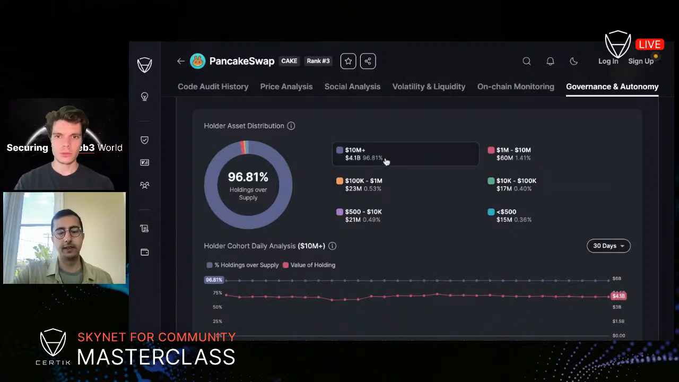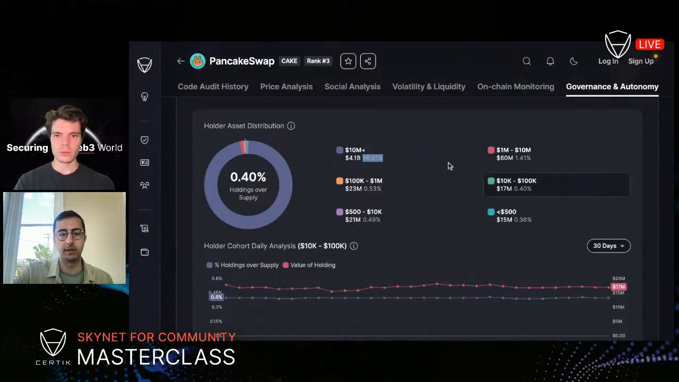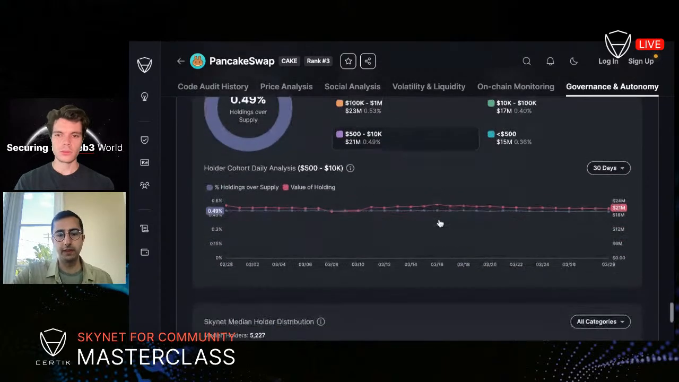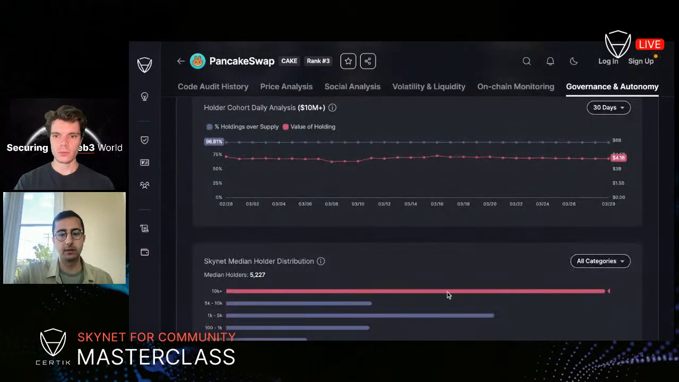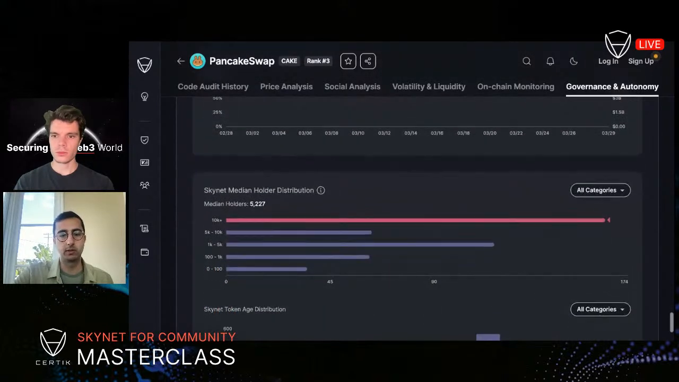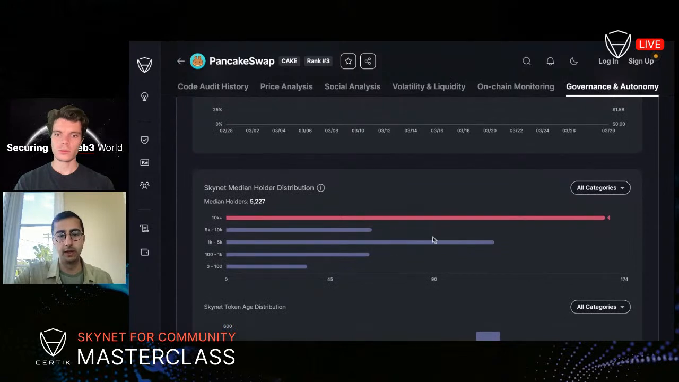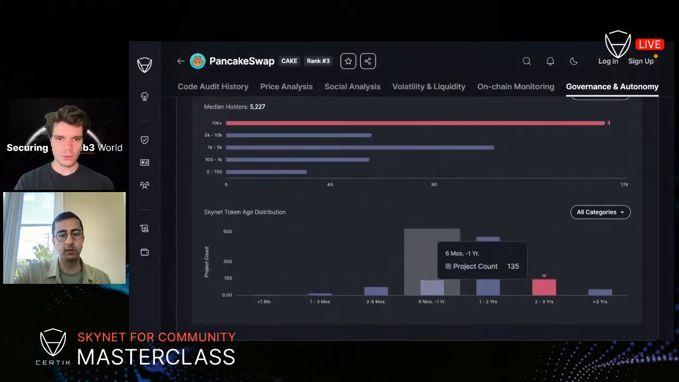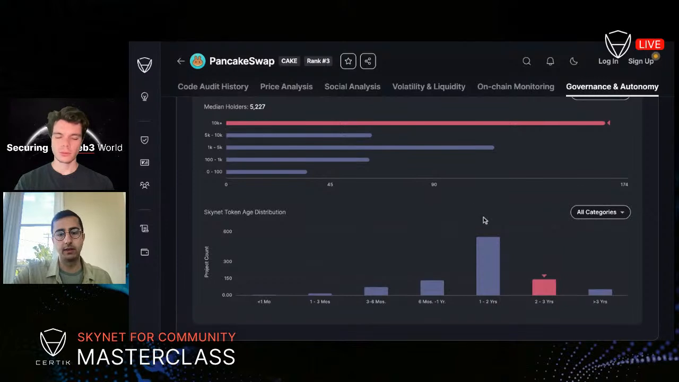Exactly. Yeah, you can see here that about 96.81% of the supply is held by wallets that have over $10 million of the asset within their holding. So really quite a bit of concentration. One thing that I would mention about this is, sometimes it's not just the pure distribution that's important. So here we can see what the different wallets are, but then you can also analyze things such as the health or the average number of years that the wallets have held the token projects, right?